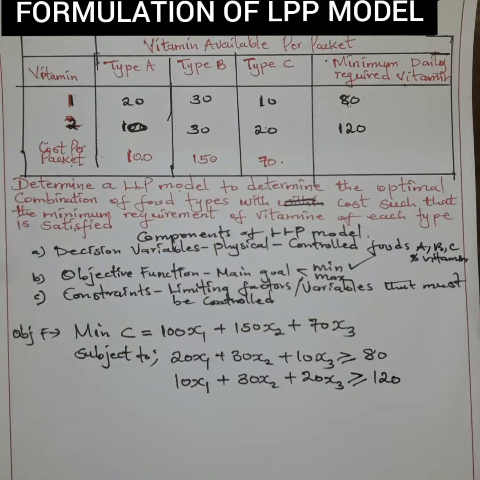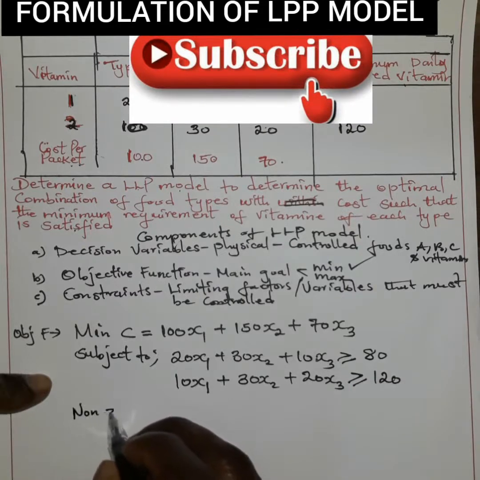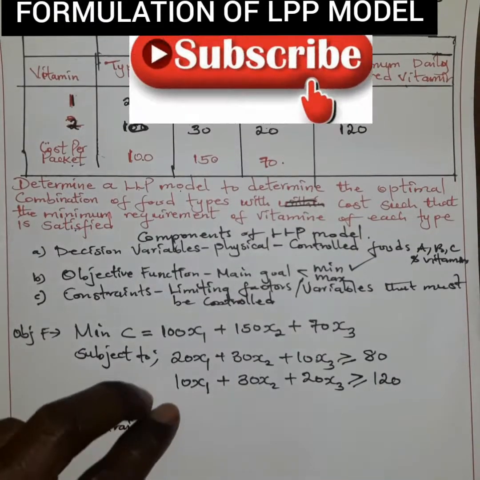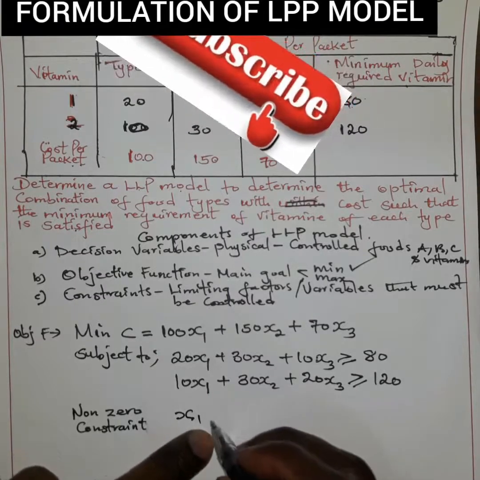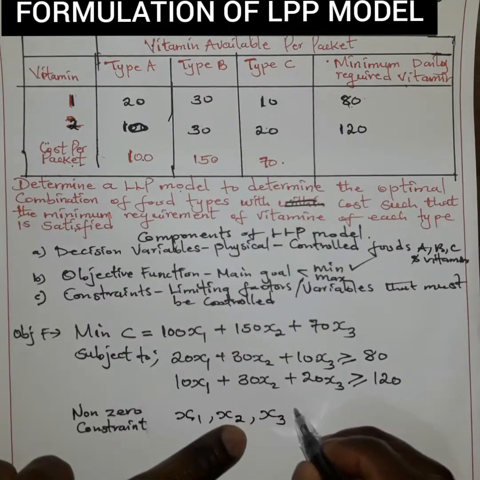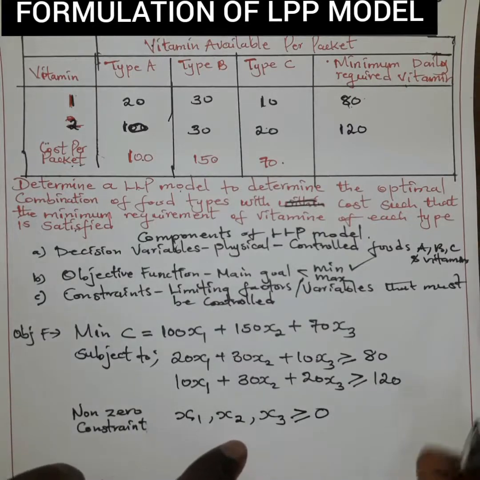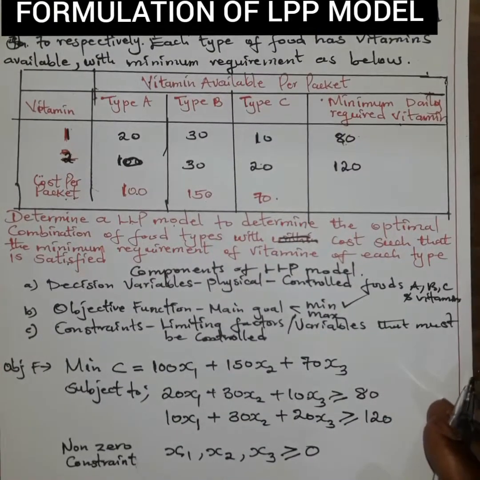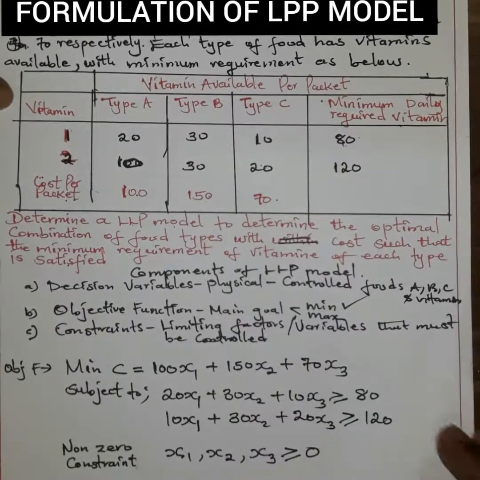But now there's another obvious type of constraint which is referred to as the non-negativity constraint. Here we are referring to the value of X1, the value of X2 and X3 should be greater than or equal to 0. We don't have any negative values. So this is actually how we formulate an LP model for a minimization case, after which now you'll be able to solve it further.